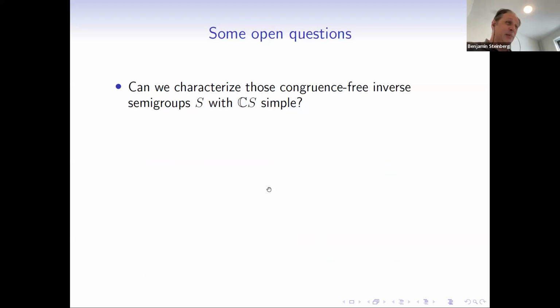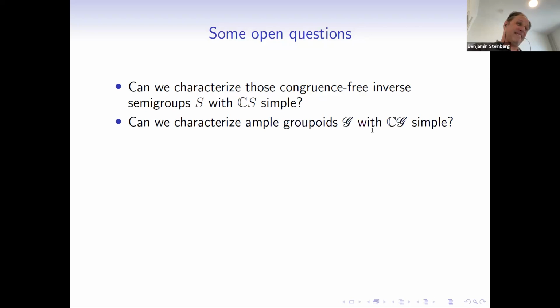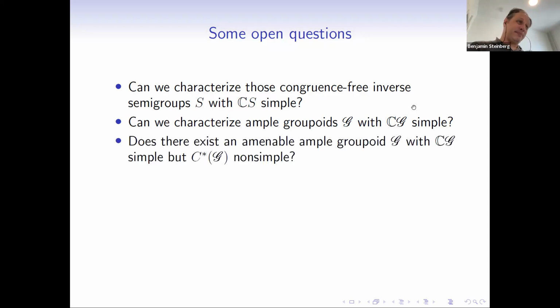So let me just end with some open questions. Can we characterize the congruence-free inverse semigroups with a simple complex algebra? At least that's not field dependent anymore because I fixed the field. So maybe this is some semigroup theoretic property. What is it? Similarly, can we characterize the ample groupoids with a complex algebra that's simple? Again, the complex algebra is the easiest one to be simple. As soon as it's simple over some field, it's simple over the complex. So that makes sense to do.